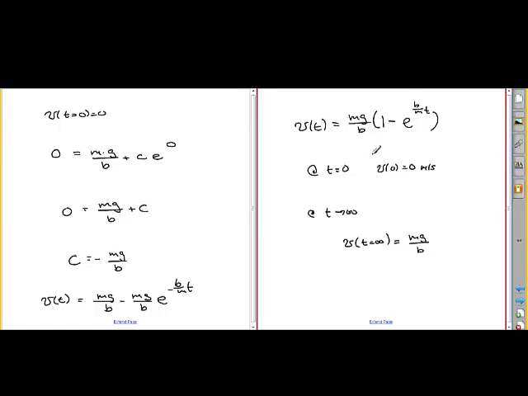And if you wanted to look at the acceleration, the acceleration is dv dt. So I take the derivative of this with respect to time. This first term goes to 0. So what I'll end up with is mg over b, which is the constant, and I'll have a negative. And the derivative of this is just the coefficient, b over m, e to the minus b over m t. There's a minus sign there, forgot that.